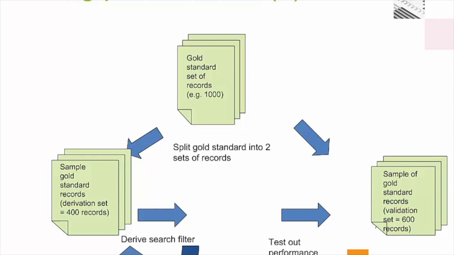So here we've got a better approach. Here's our gold standard set of records. We've got 1,000 records here. And what we've done in this example is we've split it into two. And here we've got what I call a derivation set, but it's a test set. And we've got 400 records in here. And we're using this to develop our filter and test it. And then once we're happy our filter's doing well, we can then test out our filter on this second set of records, the subset of 600 records from the gold standard that have so far not featured in our development. And we can then test out our filter in the set of 600 records on the right.